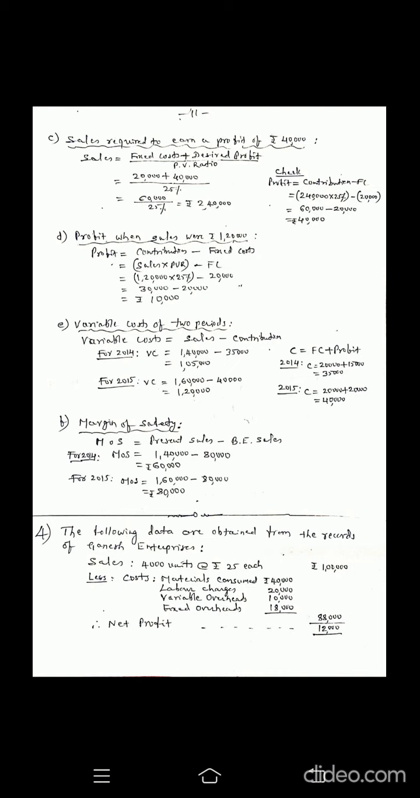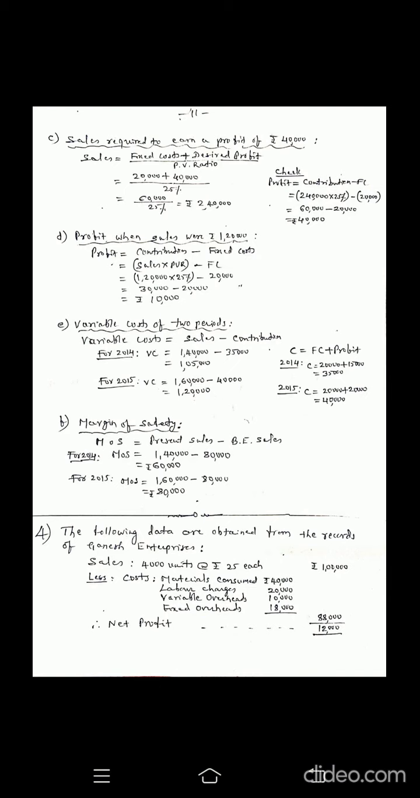Therefore, beyond BEP, we know that the organization will start earning profit. So, to fixed costs, desired profit of 40,000 should be added. The aggregate is divided by PVR. So, fixed cost 20,000 plus desired profit 40,000 will give us a contribution of 60,000.